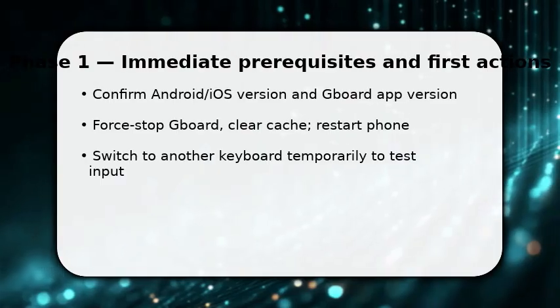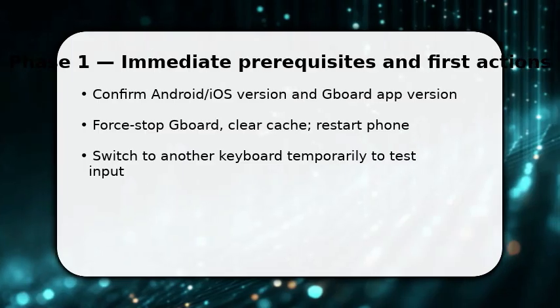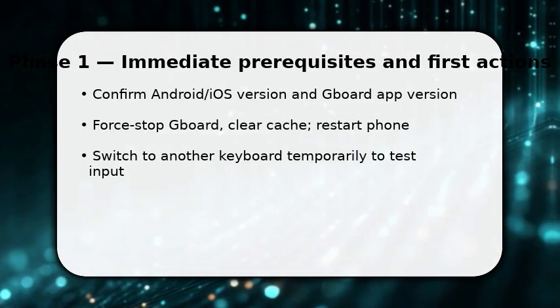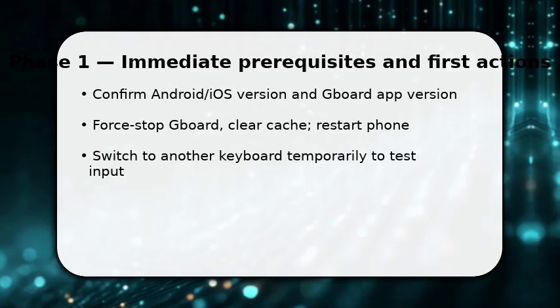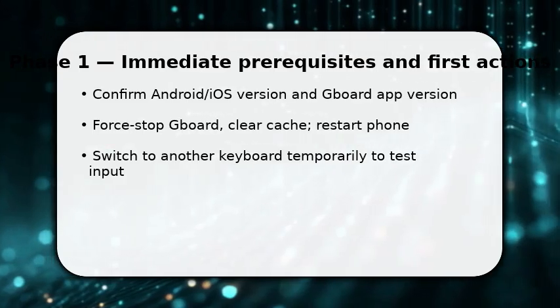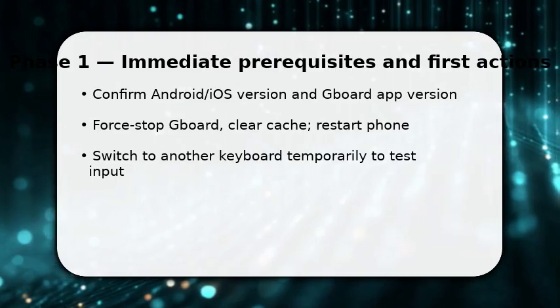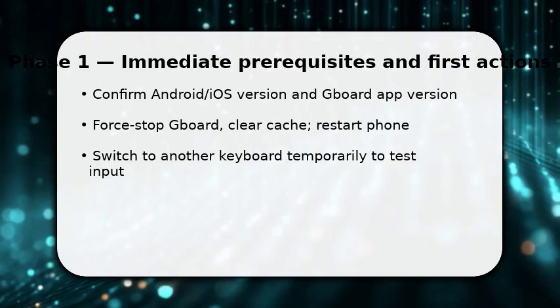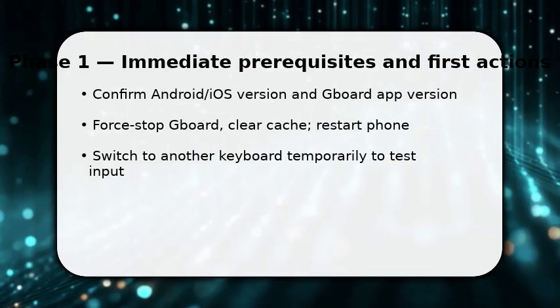You start by confirming basics. Check your OS and Gboard versions so you know compatibility. Then, force-stop Gboard and clear its cache to remove corrupt temp data. This fixes many stalls. Once done, restart the phone to reload services. If you need an immediate input source, switch to another keyboard app while you work.